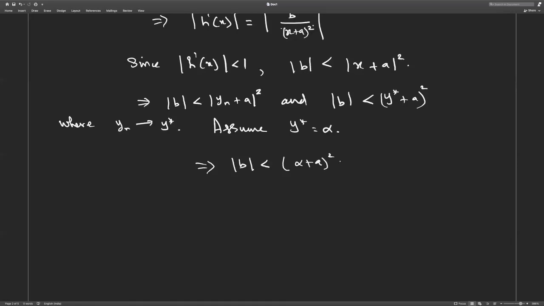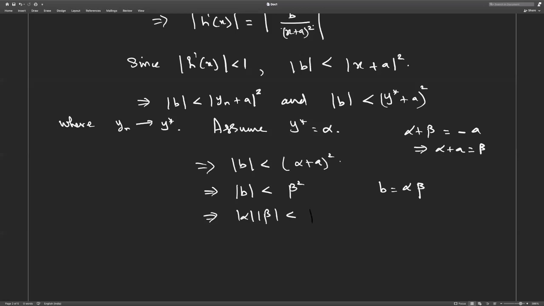But if you recall, we have alpha plus beta is equal to minus a. That implies alpha plus a is in fact equal to beta. Therefore, this implies mod b is less than beta square. But b is equal to alpha into beta. Therefore, mod alpha into mod beta is less than beta square. And that implies mod alpha is less than mod beta. Again, contradiction. Therefore, y star has to be equal to beta.